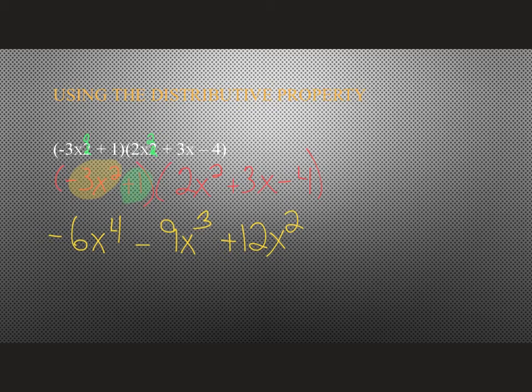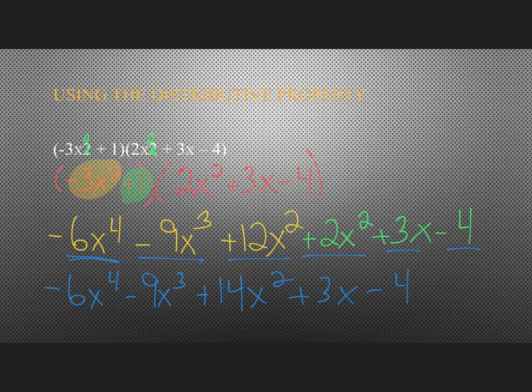Then we do my positive 1 times each of my terms. So now, because I'm multiplying positive 1, I'm basically just copying this down. So plus 2x squared plus 3x minus 4. Now I just have to combine my like terms. So I only have one 4th term, so I get negative 6x to the 4th. I only have one 3rd term, so I have negative 9x to the 3rd. I have two square terms, so that gives me plus 14x squared plus 3x, and then minus 4. So I've got a lot of terms here, but they can't be simplified, so I'm all set.